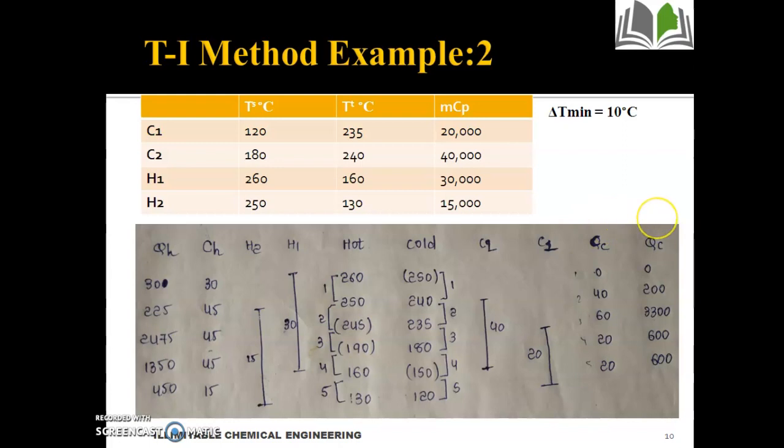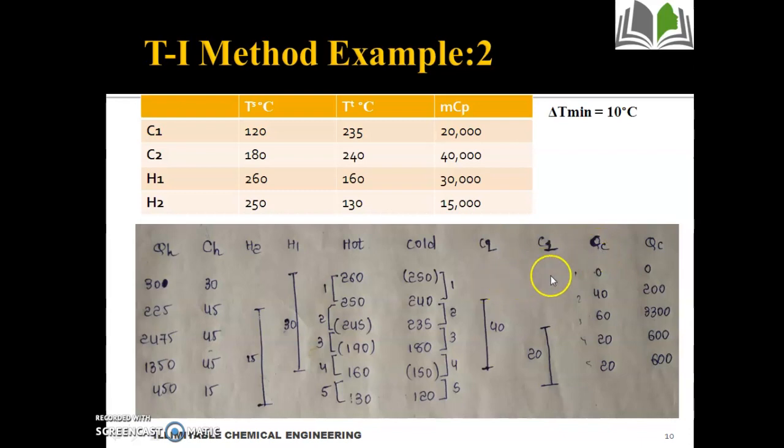fifth interval. For C2, having a temperature of 180 to 240, C2 is present from 240 to 180, means up to the third interval, and C1 is present from 235 to 120, so 120 means up to the last interval, from 235 up to the third interval, right? So now we can sum up this C1 and C2.